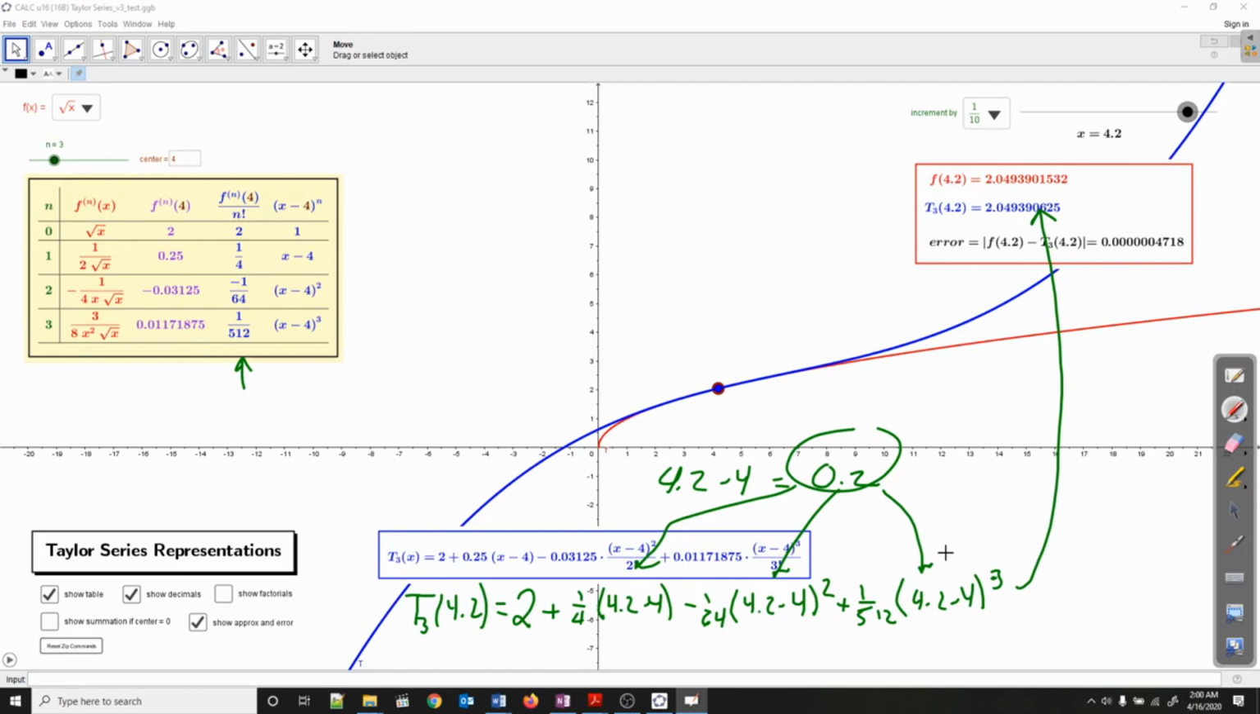But in all the cases, a third degree polynomial will do a very nice job predicting for values close to 4. Now, if I want to predict something that was close to 9, maybe 8.5 or 9.3, then I think I should be using a center of 9. And you can kind of get the idea how this works.